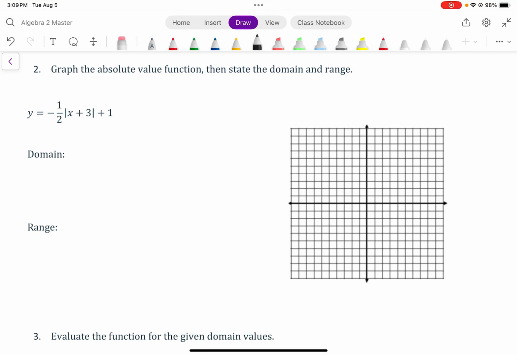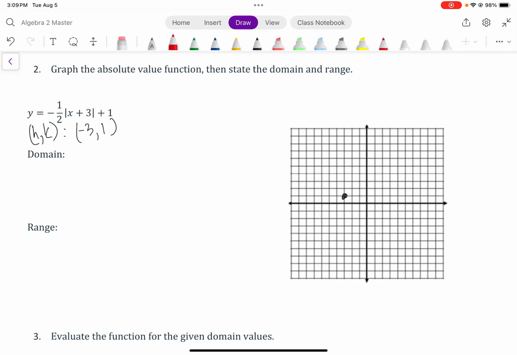In this question, we are again going to graph the absolute value function and state the domain and range. In this problem, we have an a value to go along with our h and our k. So again, first, we're going to find our vertex, (h, k). In this case, it's (-3, +1), because we do the opposite of that sign right there. So at (-3, +1), I've got my vertex.